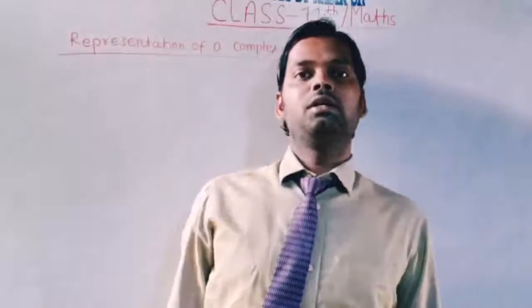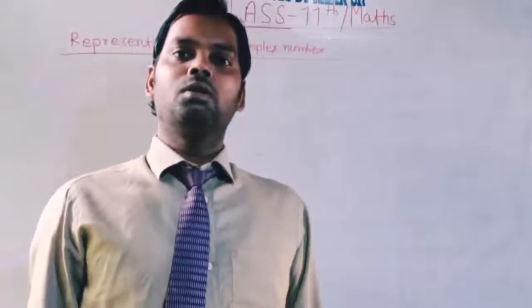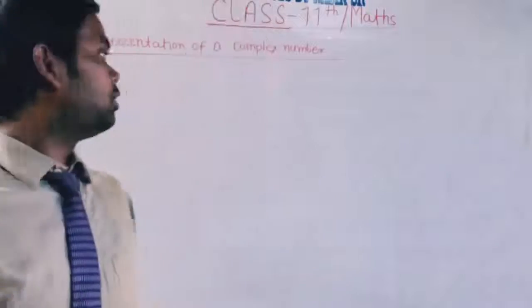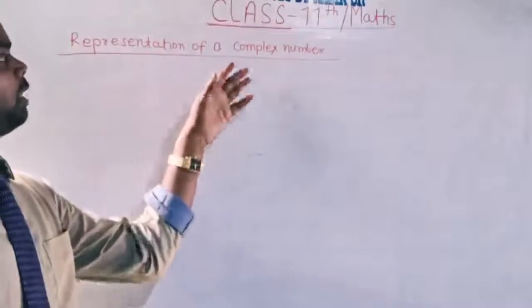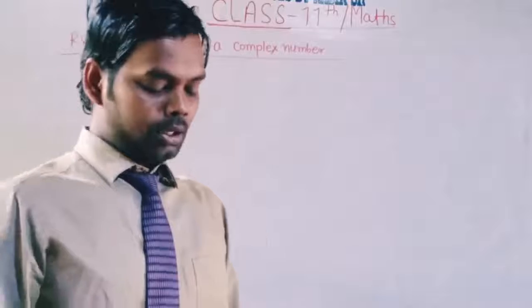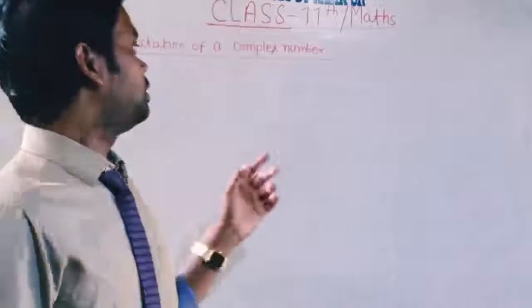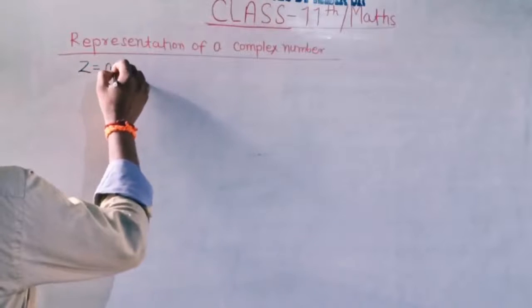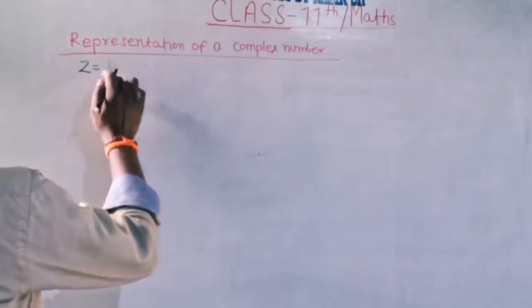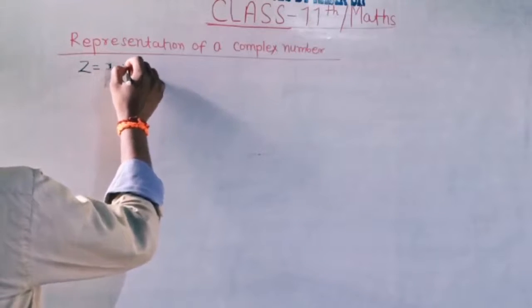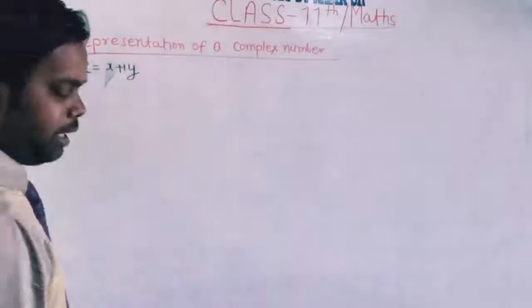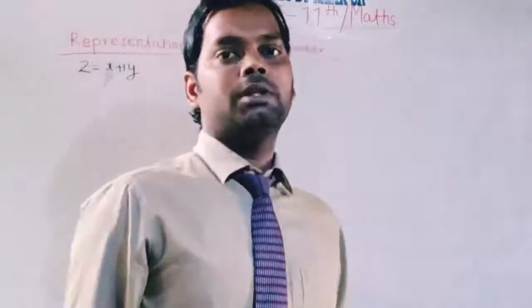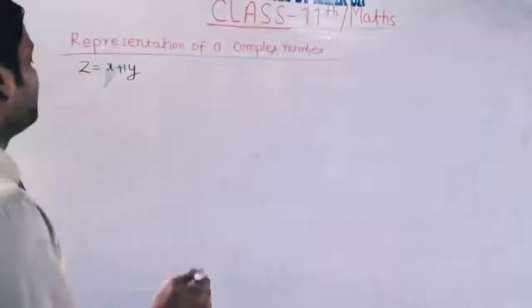Hello student, in this video we will talk about representation of a complex number. Dear children, a complex number z equal to x plus iy can be represented in the following three forms.